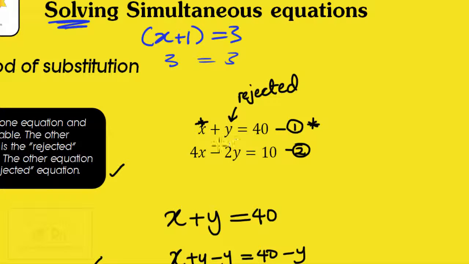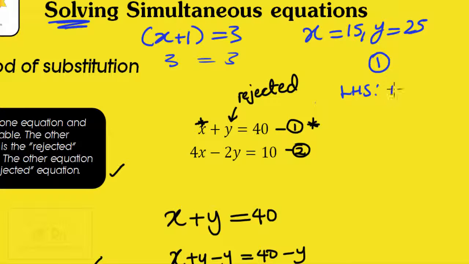In this case, we have two equations and two variables, and we've determined that when x is 15 and y is 25, both of these equations are satisfied. So let's test it. In the first equation, the left hand side, which is x plus y, is 15 plus 25, which is 40. The right hand side is 40. So when x is 15 and y is 25, the first equation is satisfied. Let's see if the second equation is satisfied.